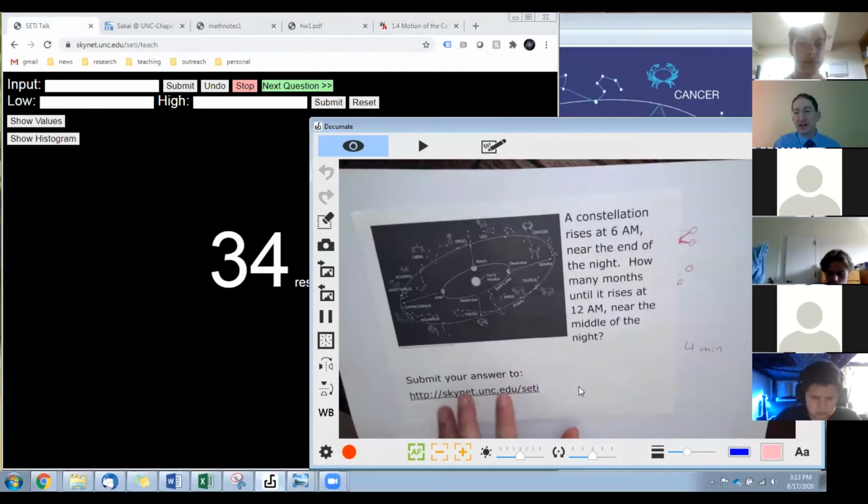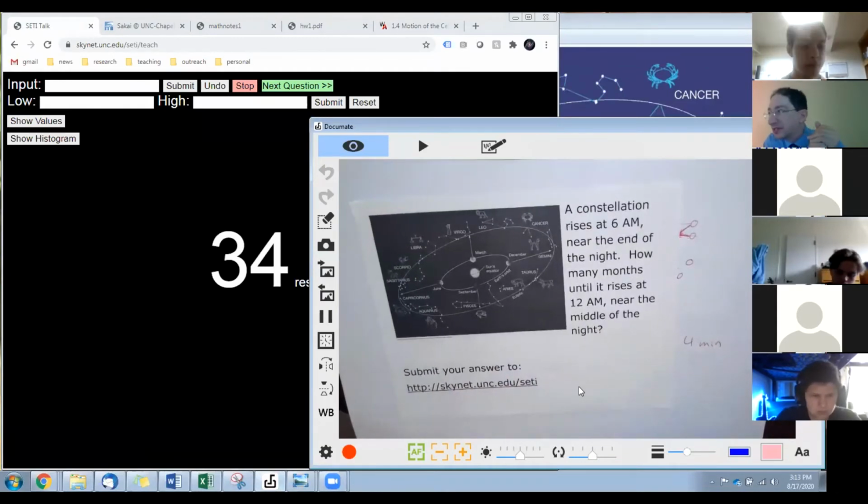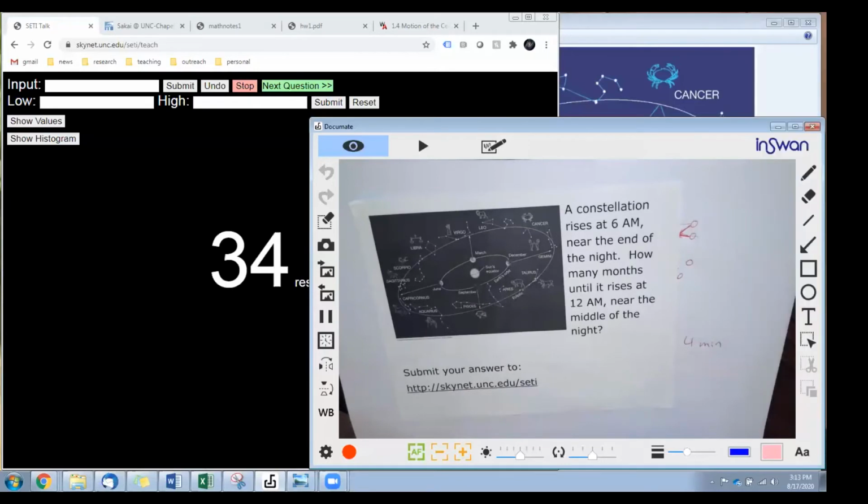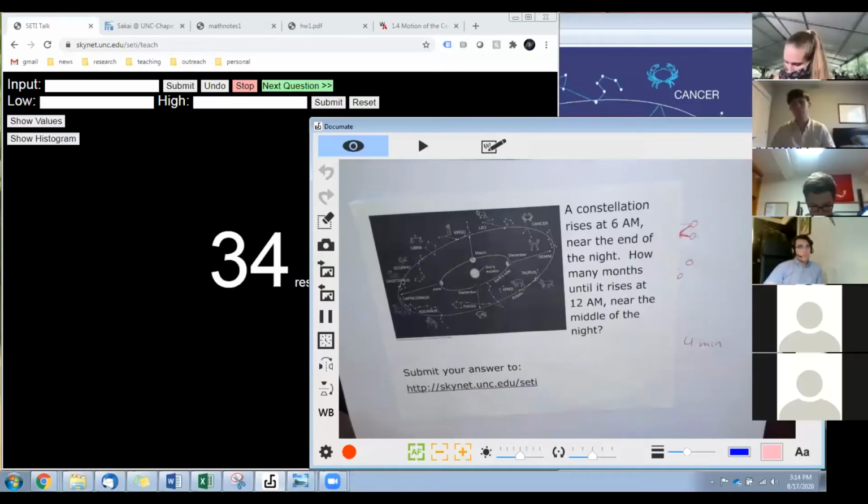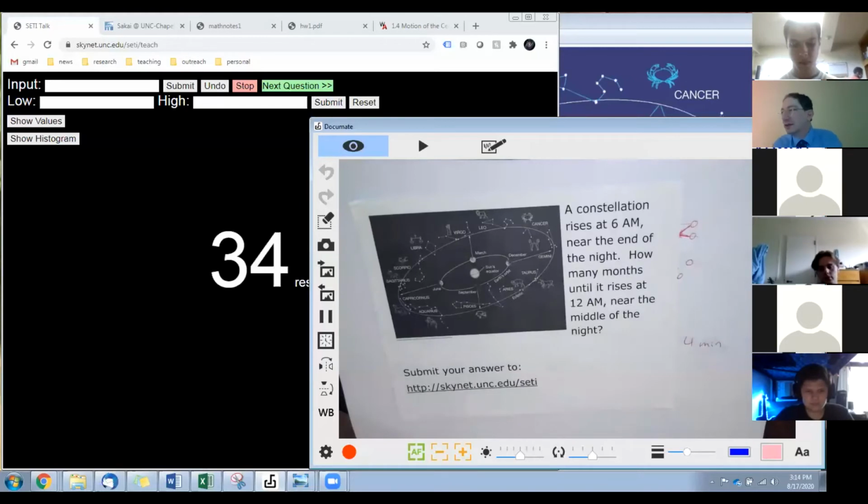Okay. So a constellation rises at 6 a.m. near the end of the night. How many months until it rises at midnight, near the middle of the night? So how many months? So this is a little trickier than yesterday's because it's kind of a two-step process. And we have 34 responses, and I think we have, I'm counting you right now, at least 75 of you. So I'm going to give you a minute or so to work this through. Give it a go.